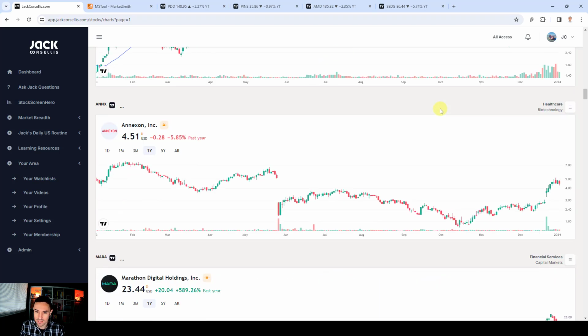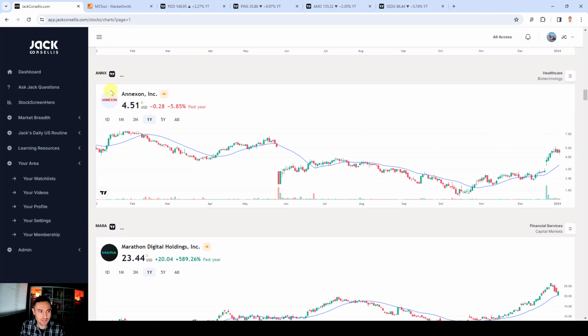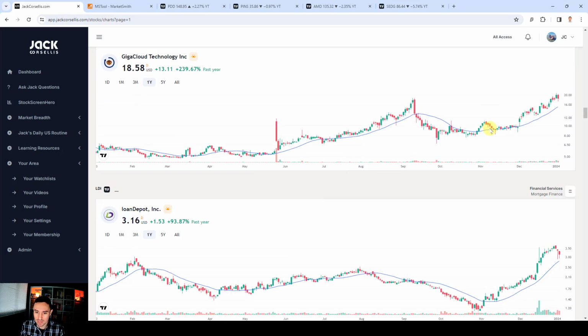Let's keep scrolling down. So again, I'm going to be looking for stocks in powerful uptrends. This is ANNX. Okay, biotech stock gapped. I don't really like trading biotech stocks, but gap up here, good volume. Maybe that can base. Maybe I could put that in a watch list.